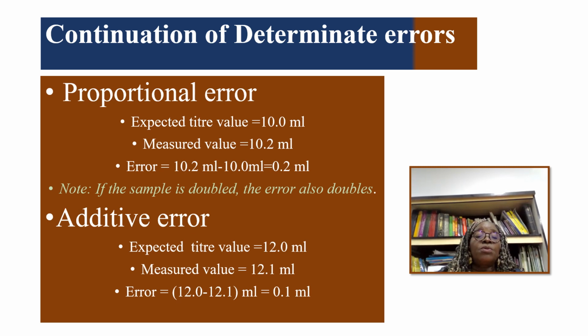If we double that sample to 24.0 mL, you will get a measured value of 24.1 mL. In additive error, that error is always constant. You can see from this explanation, there is always an error of 0.1. Such an error is additive in nature.